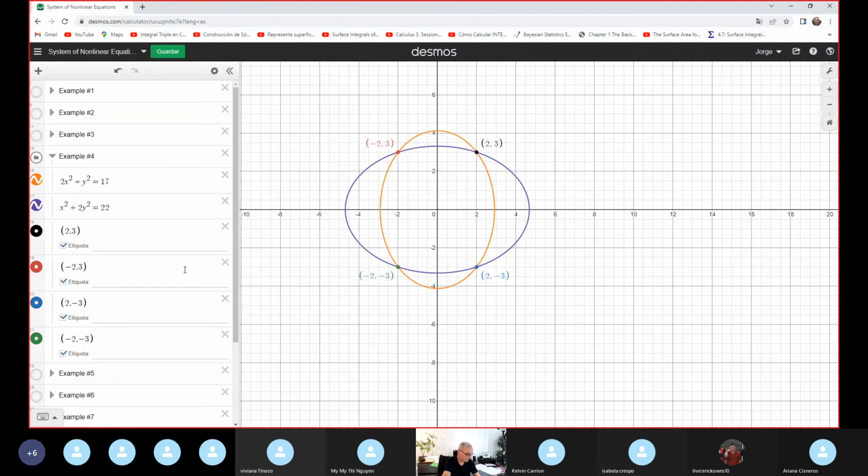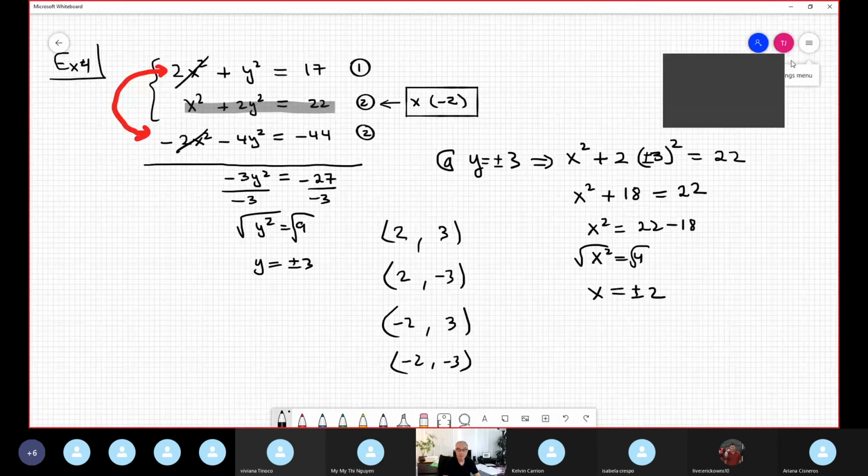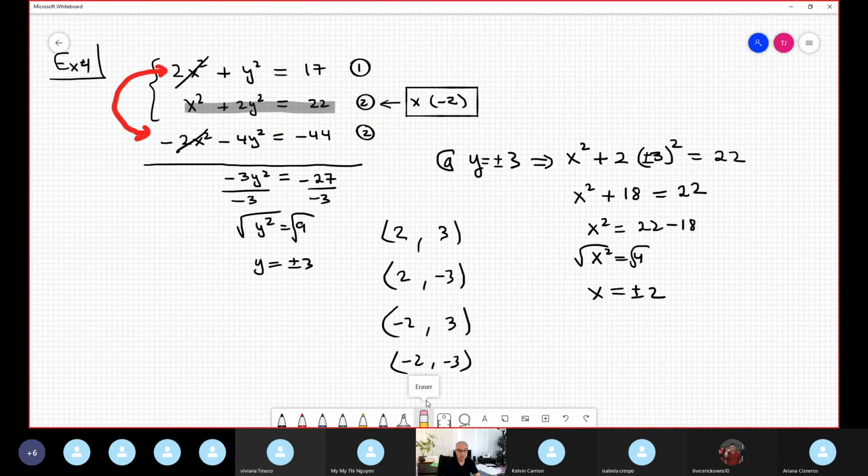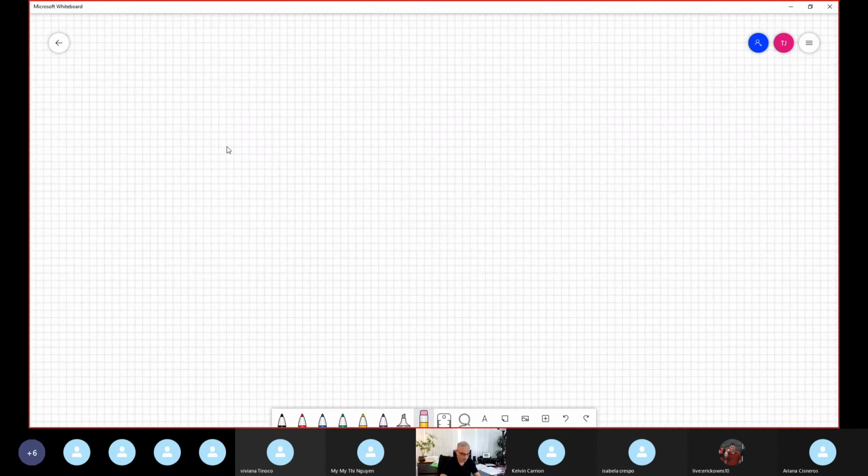Okay, one more example, and that's it. Do you see now the whiteboard? Yes. Okay, the last example. The last example is easy. This is example 5, no? X squared plus 4y squared equal 4.